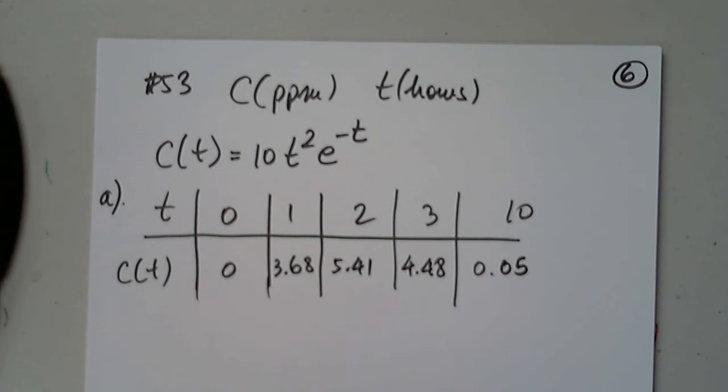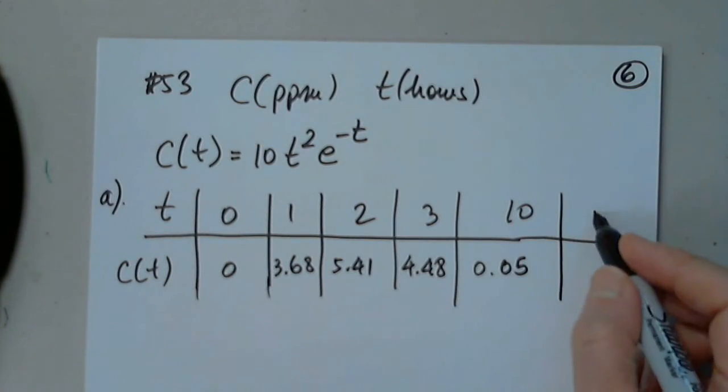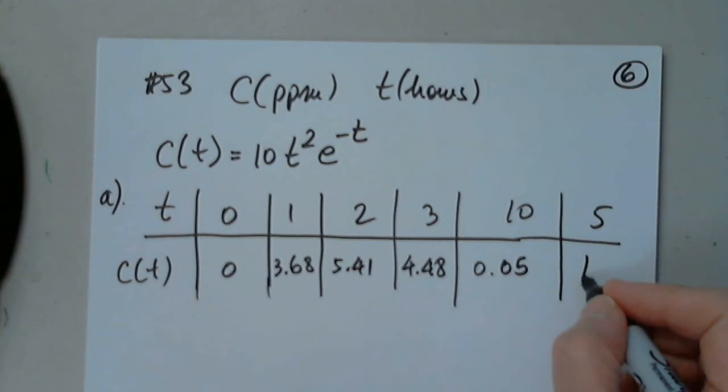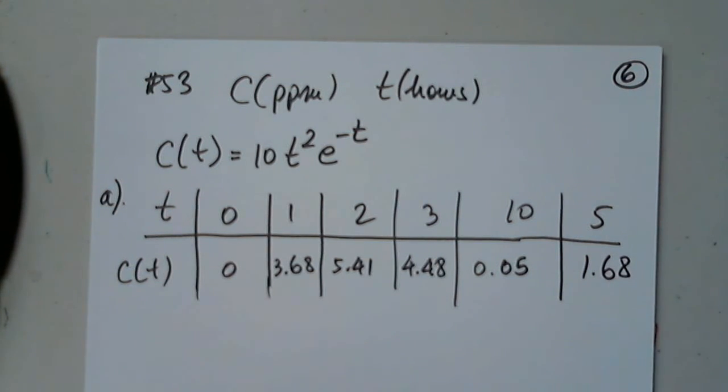Where is my book? Okay. Use a calculator to graph? No, there is no need. Find C of 5 and C prime of 5 and explain what those values represent. So, C of 5, why didn't you tell me from the beginning? Just tell me 5. Okay. So C of 5 is, I'll add it here at the end, 1.68. Fine.